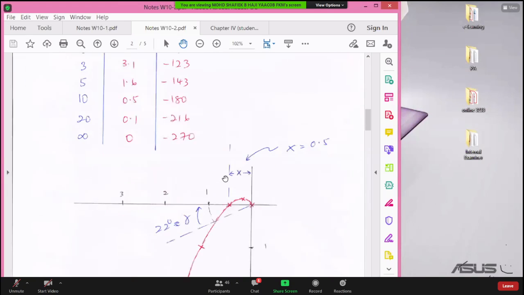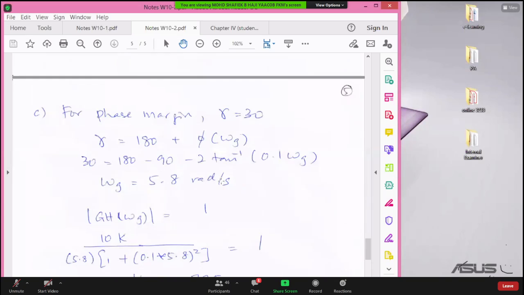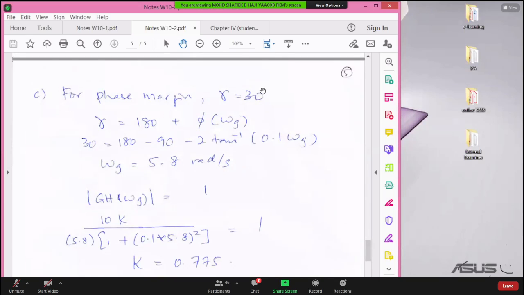So you can now compute that. So let's go down to part C. Okay. So we want the phase margin to be equal to 30. From there, you can now compute the gain crossover frequency. Use the expression for phase margin. So phase margin is equal to 180 plus the phase angle at gain crossover frequency. Again, if you have more terms here, it is not an easy equation to solve. But since in this case we only have one arctangent here, you can easily solve for gain crossover frequency.